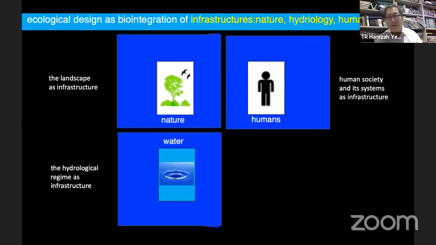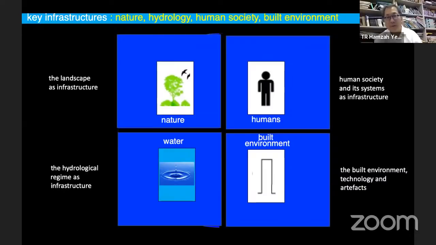And then the next is human beings. Human beings, again, is part of nature, as one of the species, but we are separate because we are very powerful and we're able to change nature. And then we make things. And the third component is the built environment, the roads, the drains, the sewage, the water supply, the buildings, the ports and the wharves and so forth. And these, to me, are the four basic infrastructures that we must biointegrate into a whole.